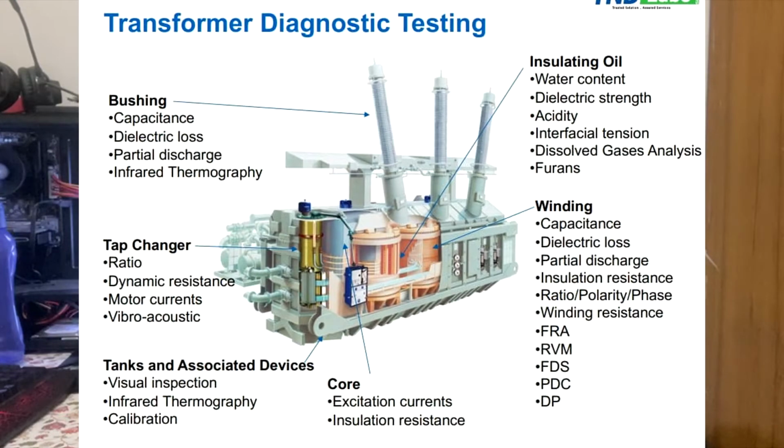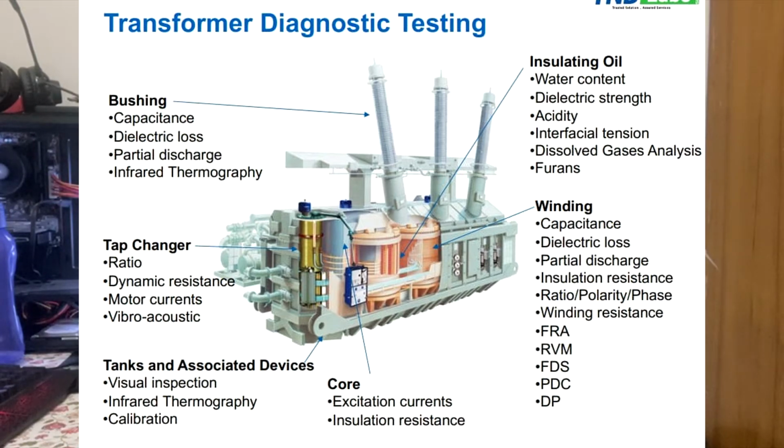The next point is transformer diagnostic testing. There are 6 points in this testing. The first one is bushing, next is tap changer, tanks and associated device, core, winding, and insulating oil. Move to the first one.